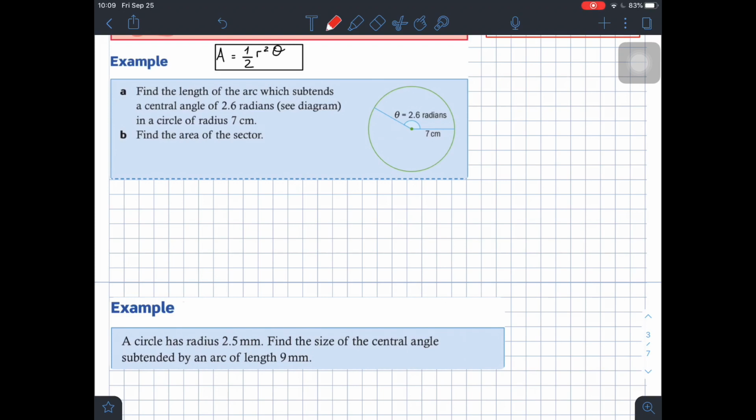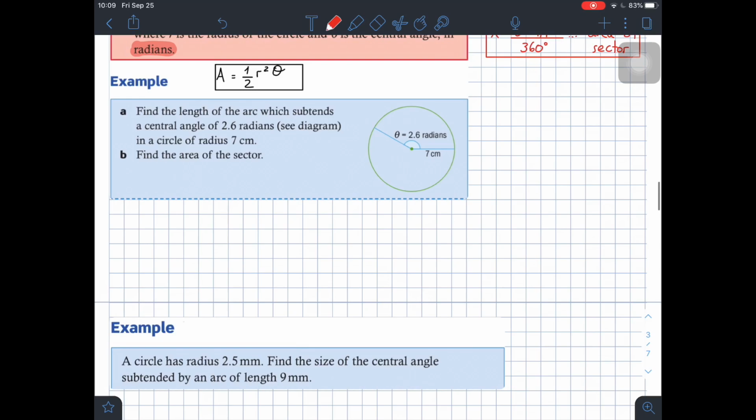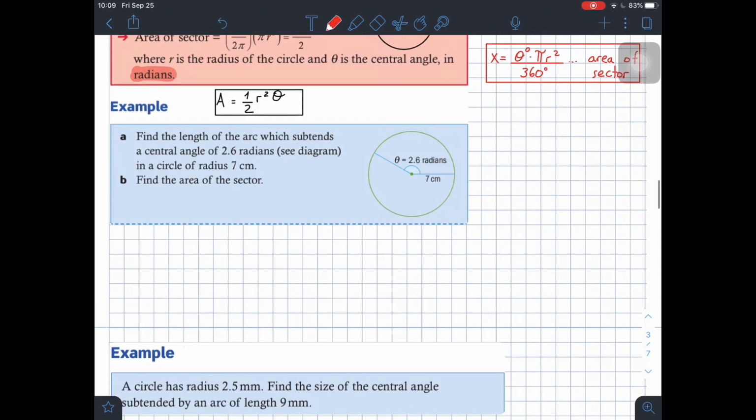Okay, so for this example, it says, find the length of the arc which subtends a central angle of 2.6 radians, as seen in the diagram, in a circle of radius 7 centimeters. Okay, so let's see how we apply this formula. You'll see that it's actually pretty easy. First thing, we want to find the length of the arc. So the length of the arc would be this red part over here, right? This is the length of the arc. I'm going to call this L.